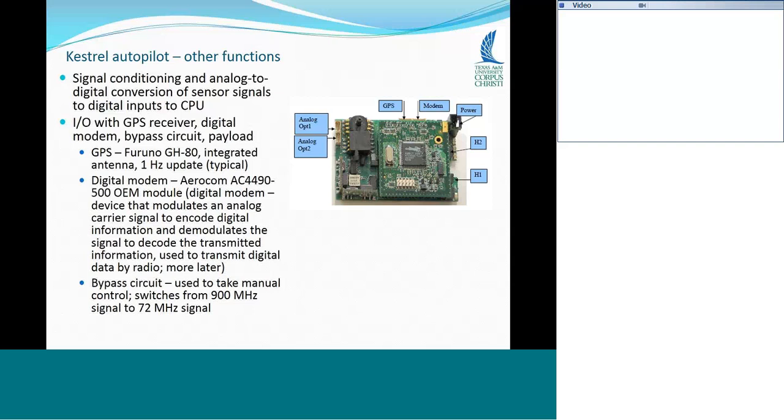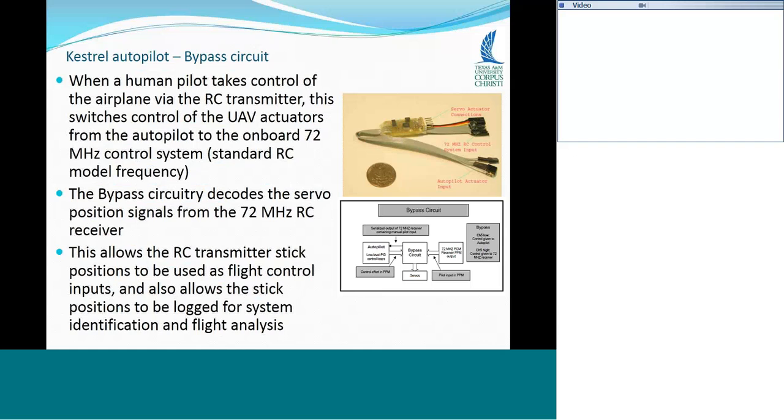We'll talk more about that later. And then there's the bypass circuit, okay? And so we're going to talk about that in the next slide. All right, so you're sitting there on the ground, you're watching this thing, something happens. Maybe your program just flies through waypoints and all of a sudden an airplane's coming along and you have to take manual control to take evasive action, whatever, okay?